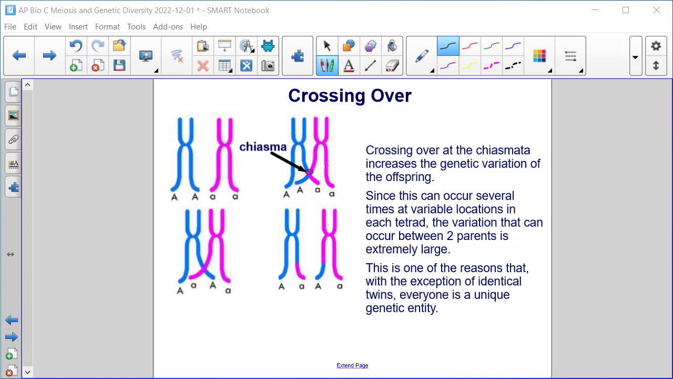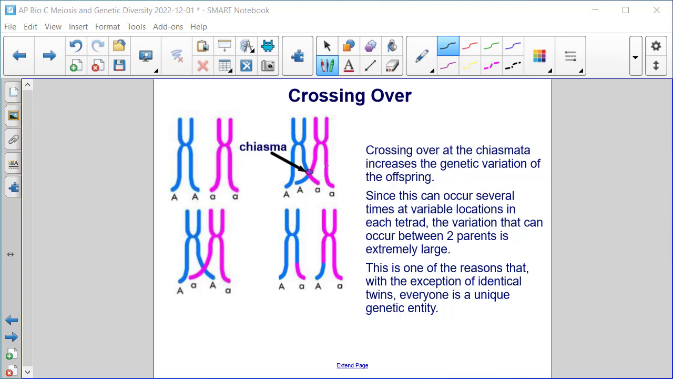Crossing over at the chiasmata increases the genetic variation of the offspring. Since this can occur several times at variable locations in each tetrad, the variation that can occur between two parents is extremely large. This is one of the reasons that, with the exception of identical twins, everyone is a unique genetic entity.